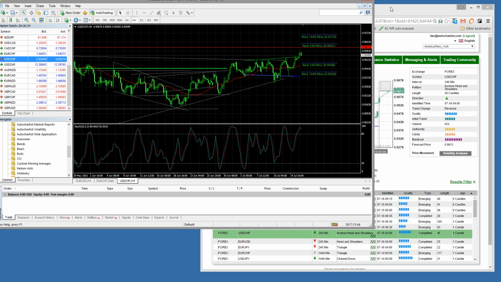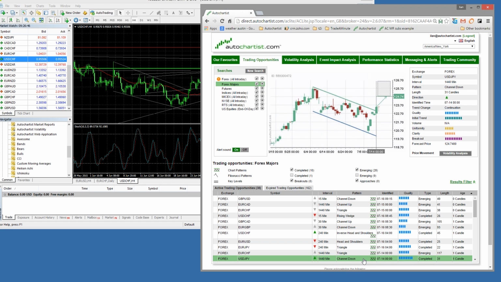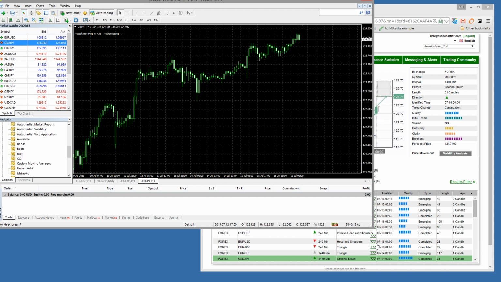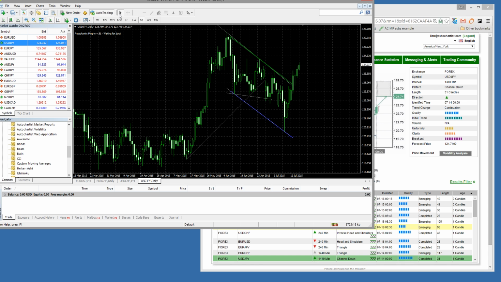Let me choose one or two more examples because I'm running out of time. Okay, this is an interesting one, USDJPY. Let's have a look at this USDJPY opportunity. Let me just find that on my MetaTrader. This is a daily pattern on USDJPY. Let's just give Autochartist a moment to download that. Okay, so let's draw the Autochartist forecast level on USDJPY.